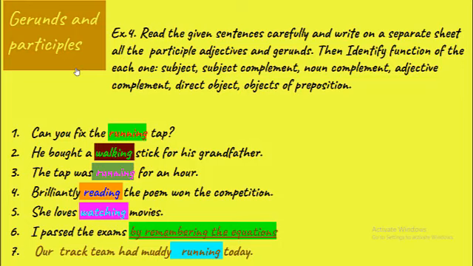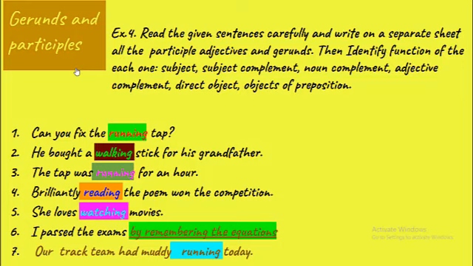In the second sentence, he bought a walking stick for his grandfather. So, what is that? A walking stick. You have to tell whether walking has been used as a gerund or as an adjective. The tap was running for an hour. Do you think the tap is running by itself, or is it an action verb?